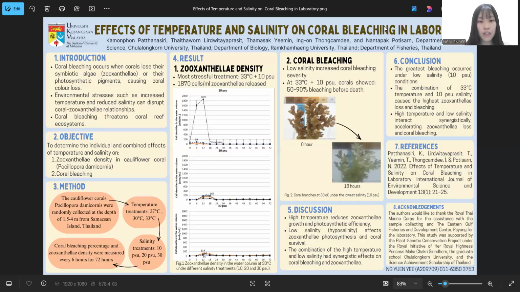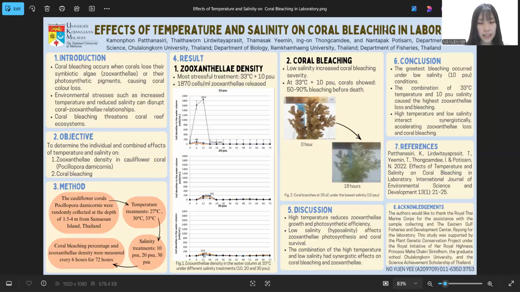Coral reefs are important marine ecosystems that support a wide variety of marine organisms. However, coral bleaching has become a major environmental concern. Therefore, the objective of this study was to investigate the individual and combined effect of temperature and salinity on zooxanthellae density and coral bleaching in the cauliflower coral Pocillopora damicornis.